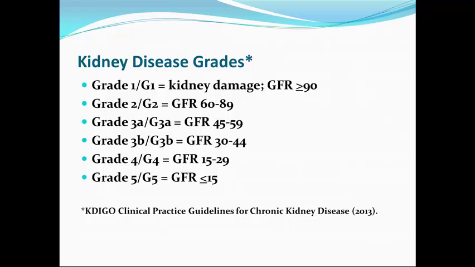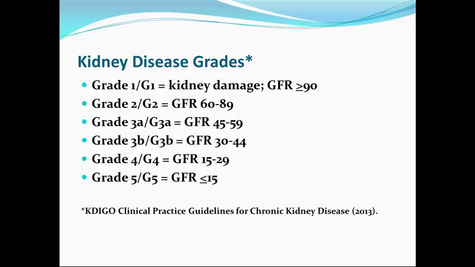So let's put this then in diagnostic criteria. With chronic kidney disease, we look at disease grades. And as you look at grade 1, you can see that there's kidney damage, but they have a preserved glomerular filtration rate. What's a normal glomerular filtration rate?